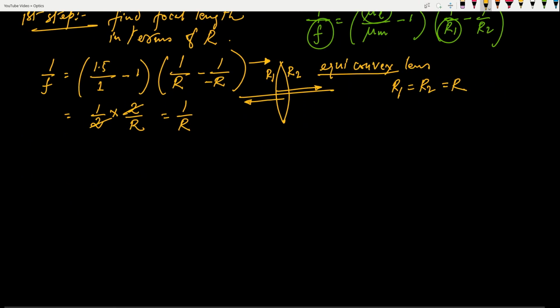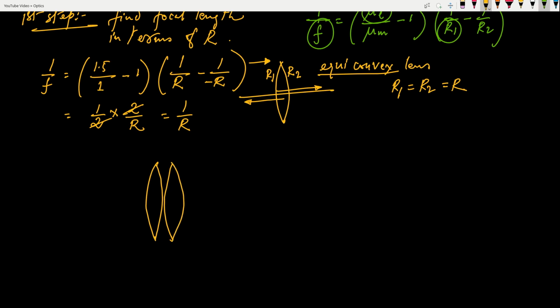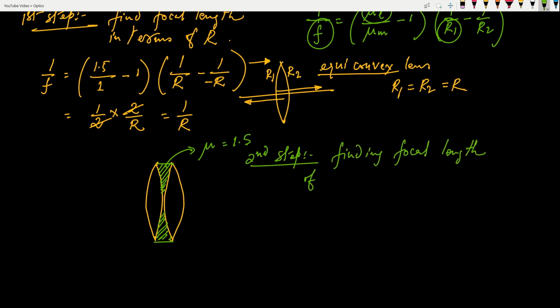Now let's understand the scenario. Once we have found the focal length in terms of r, the second step of this question is that these are convex lenses kept in contact, and glycerin is put in between these two lenses. Suppose this is the glycerin, having the same refractive index as that of the glass, that is 1.5. So our second step is finding the focal length of this concave lens in terms of r again.